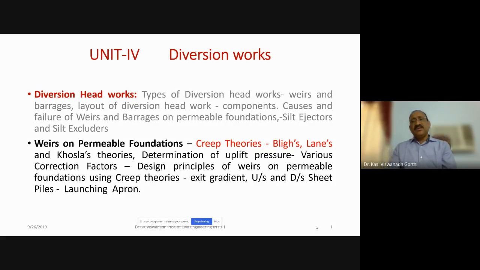We discussed the causes and failures of weirs and barrages on permeable foundation. Basically there are four types of failures of weirs on permeable foundation, and we also discussed the remedies for these. We concluded the last class with silt ejectors and silt excluders: where these components will be provided, their location and purpose, and how they work.